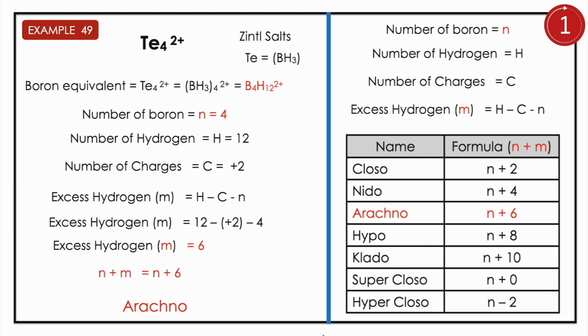First step will be counting the boron. Number of borons is 4, so N equals 4. Number of hydrogens is 12, so H is 12. Charge is plus 2. So the excess of hydrogen, which is M equals H minus C minus N, is 12 minus plus 2 minus 4. If you solve it, you have M equals 6. M equals 6 means it is an N plus 6 system. If you look at the table, N plus 6 means Arachno structure. So according to Wade's rule, the Zintl salt Te4 2+ has the Arachno structure.